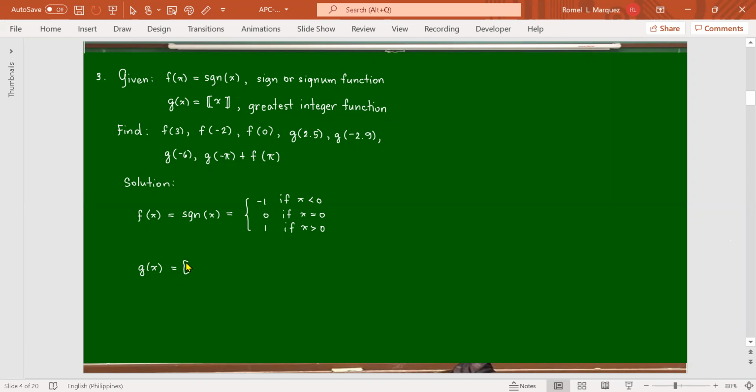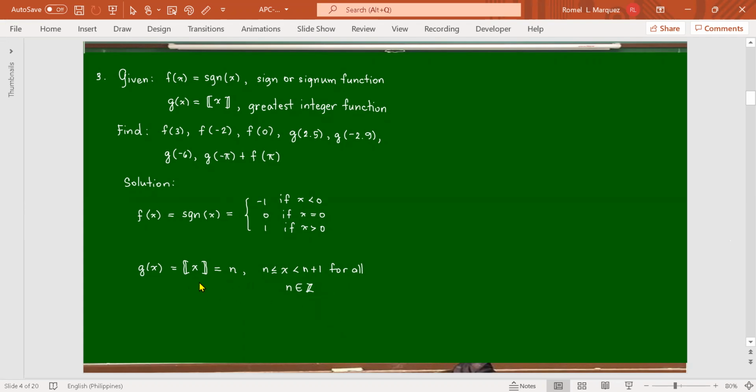By the way, there are books having different symbols for greatest integer. So this is the symbol that we're going to use. How do we define this, guys? In terms of piecewise, you can define that also. It is always an integer n, where n is less than or equal to x, but x is less than n plus 1, for all n integer. Okay, guys?